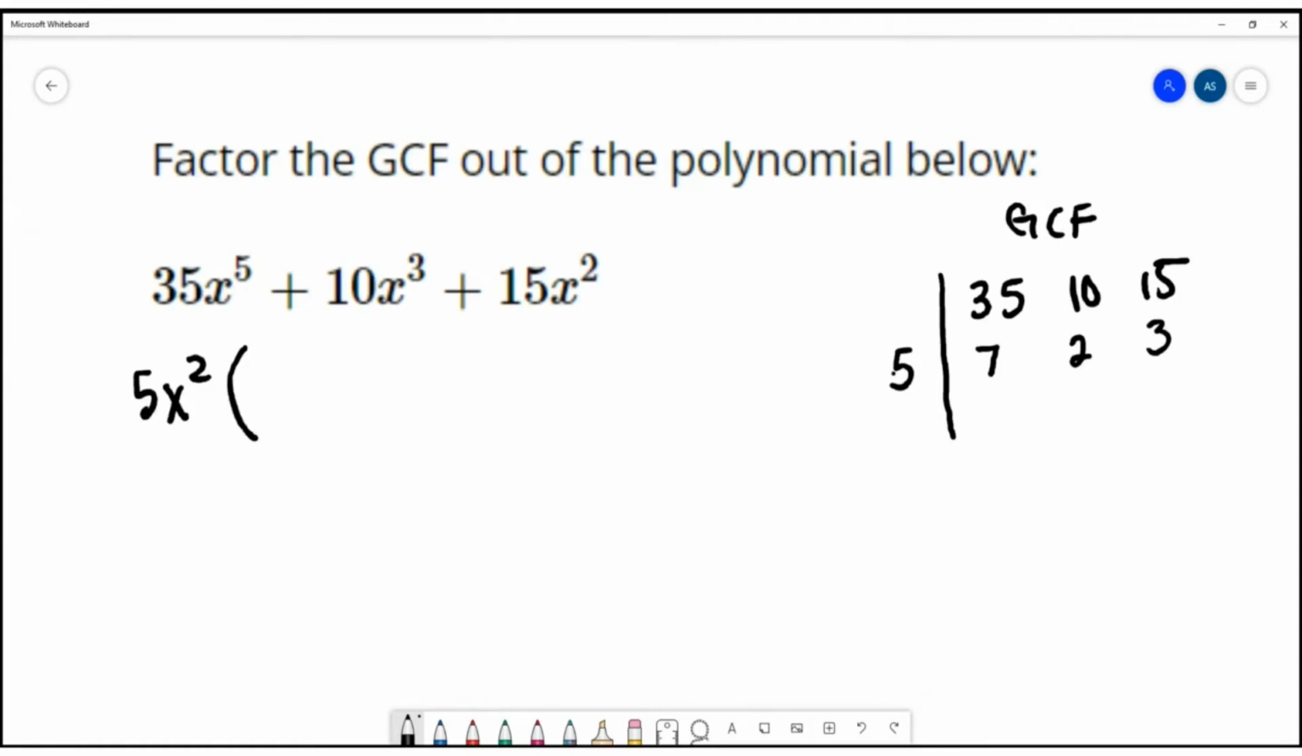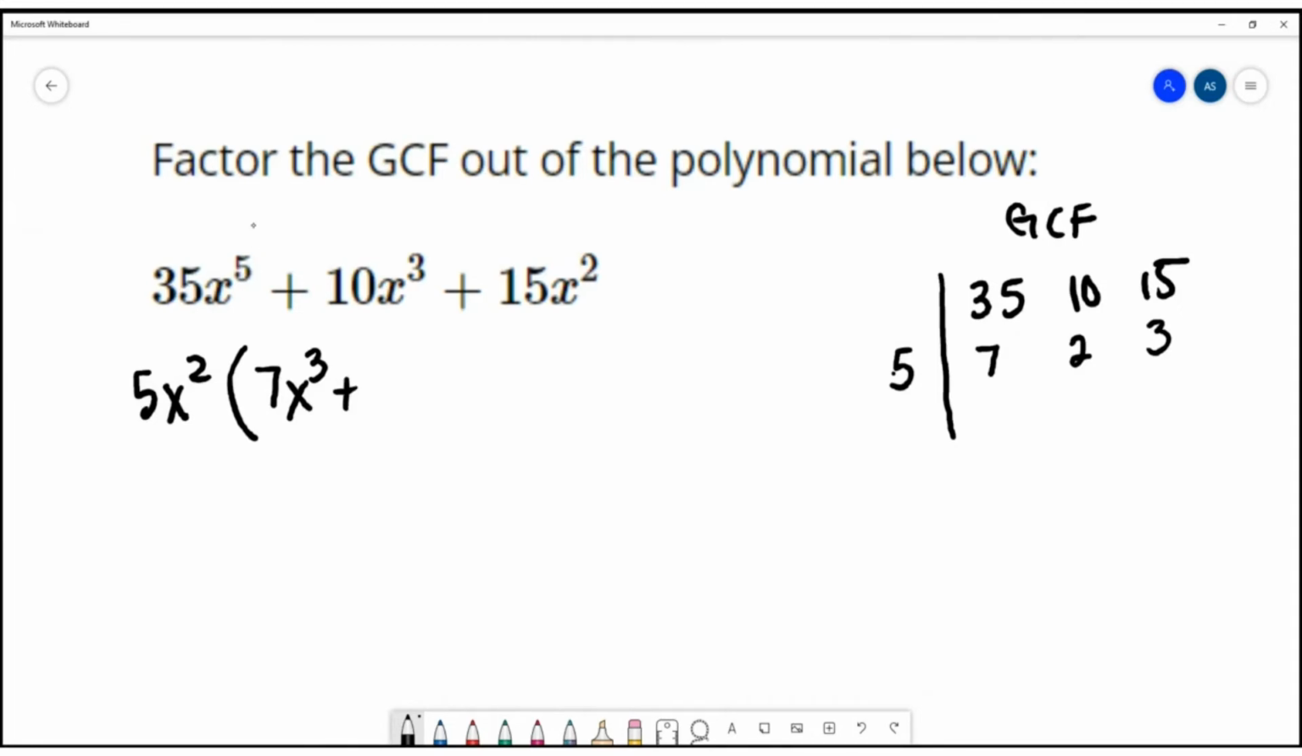We're going to factor that out, and what's left inside the parentheses will be 7x cubed. We can double check here by multiplying. 5 times 7 is 35. X squared times x cubed. We add those exponents to get the 5.